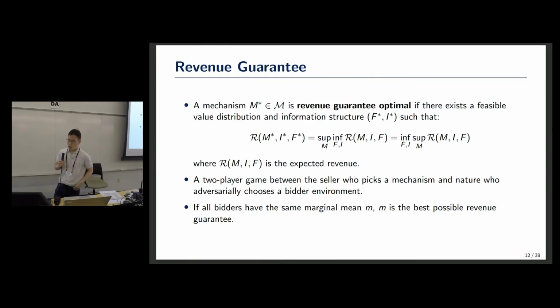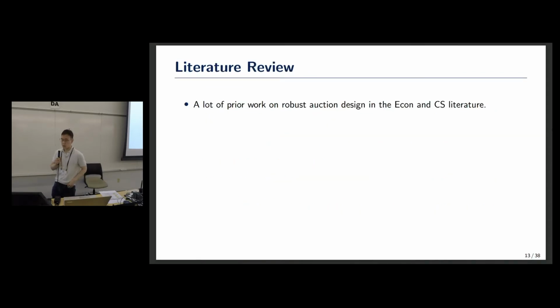Note that if all bidders have the same marginal mean M, then M is really the best possible revenue guarantee they can get, because nature can simply set the values for all the bidders to be their mean exactly, and there's nothing much the seller can do in that case. But this is a good scenario.